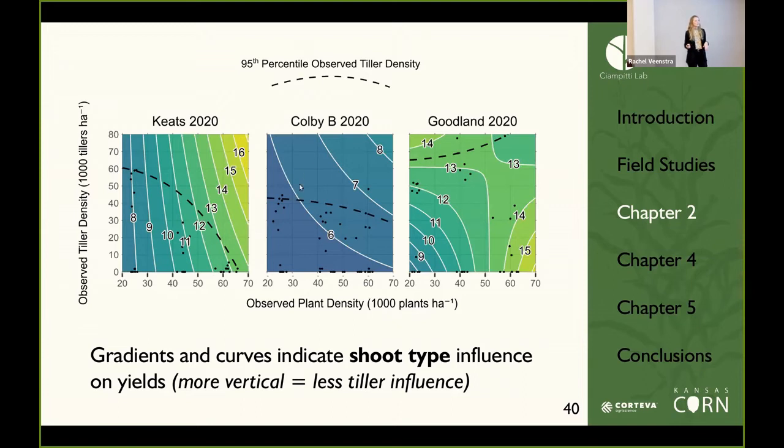If we look at these other two examples, Colby B was the site where we saw no impact of plant density on yield. You'll see that regardless of tiller or plant density, there wasn't much of a change that we saw in those predicted yields. But Goodland, which is a little more interesting, we have a gradient along the x-axis, and we also have a gradient along the y-axis. And what that tells us is that there is some potential of tillers to match yields at a lower plant density with a higher tiller density to match a higher plant density with no tillers. You can see that.